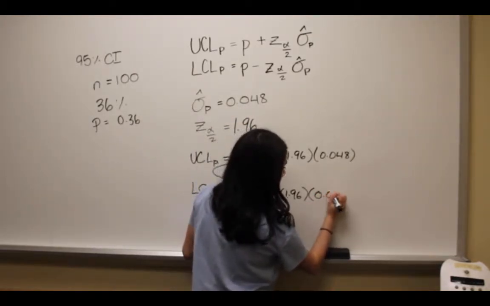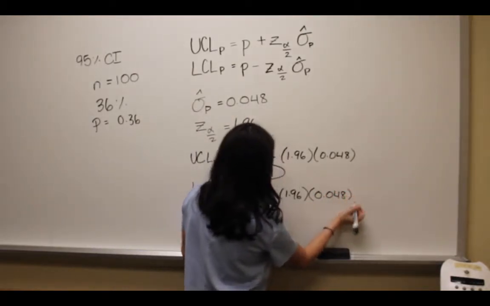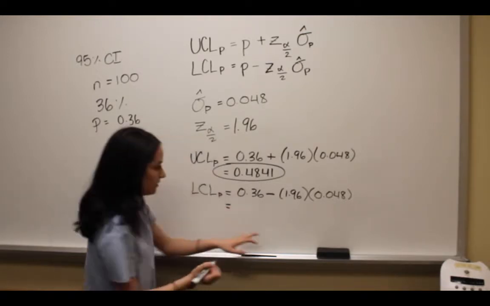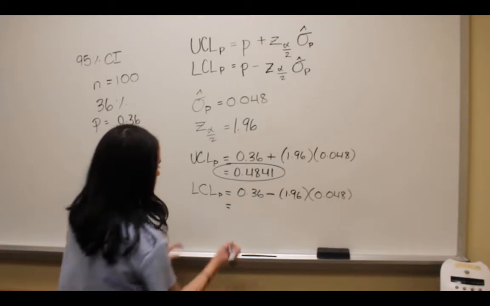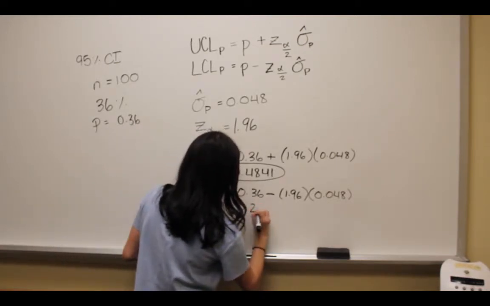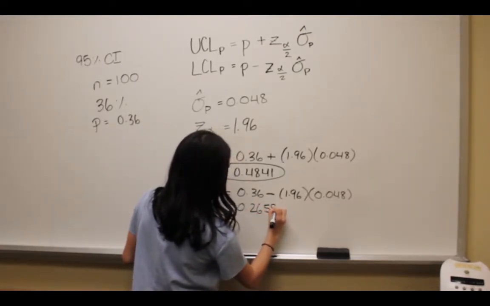So 0.048. So when you solve this out, again, watching the order of operations, you get 0.2659.